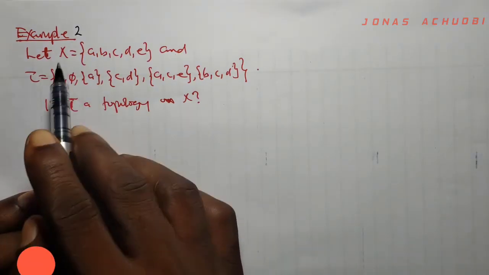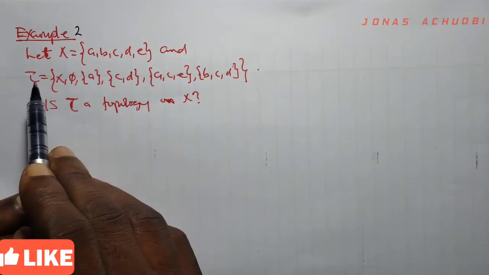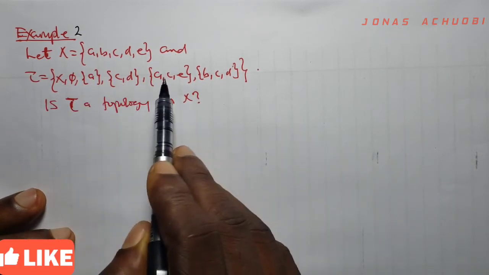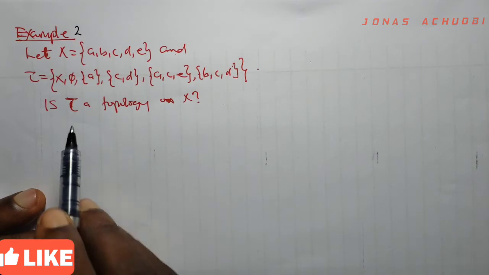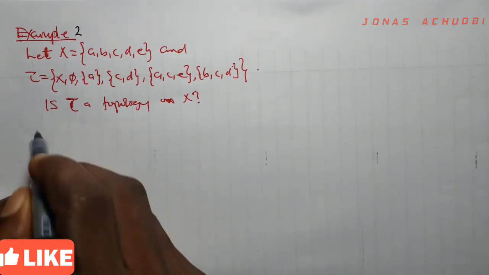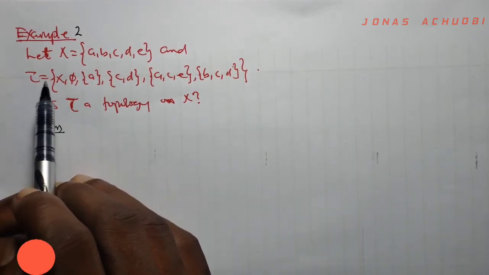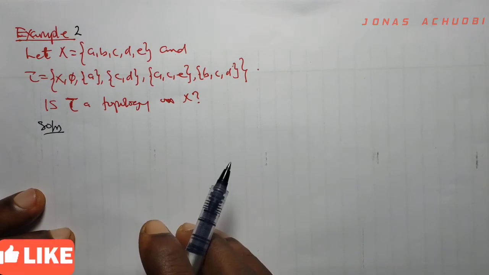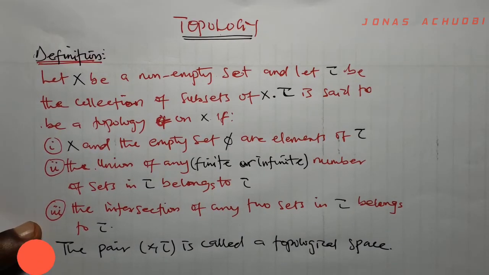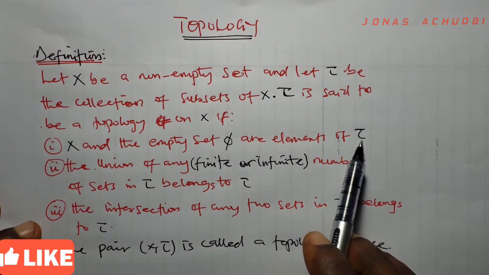Let us take another example. Example 2. Let X be the set A, B, C, D, E, and tau be the collection with open sets X, phi, A, C, D, A, C, E, B, C, D. Question again, is this collection tau a topology on X? Like we did in the previous example, we have to investigate if the collection tau satisfies the three conditions that make tau a topology on X. The first condition is that the set X and the empty set must be elements of the collection tau. Let us see.